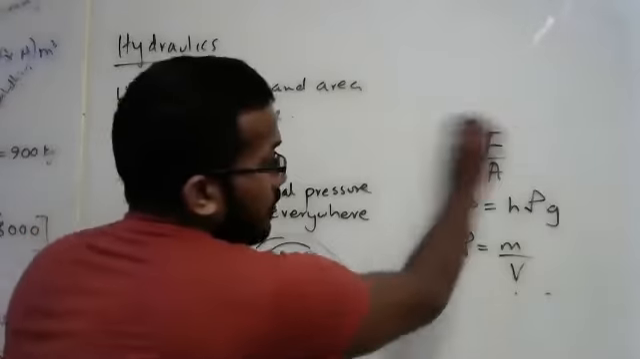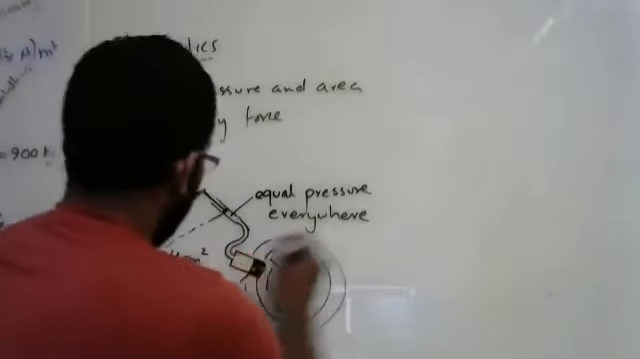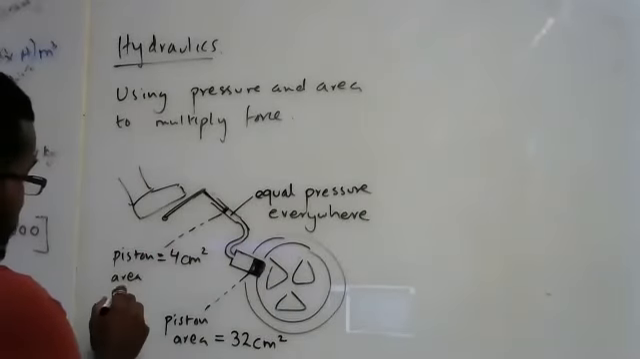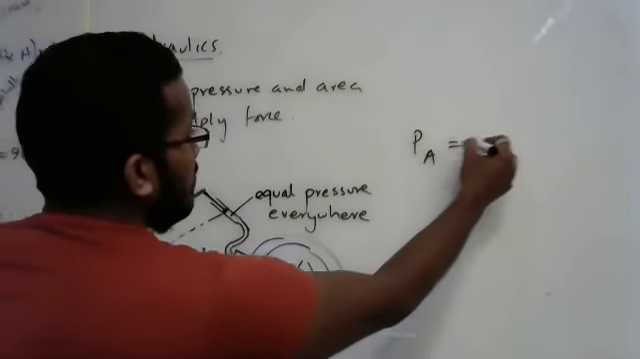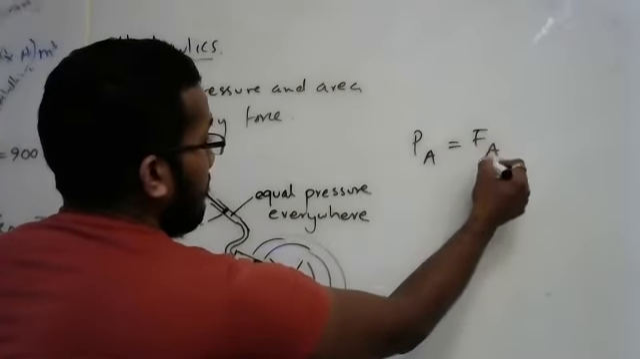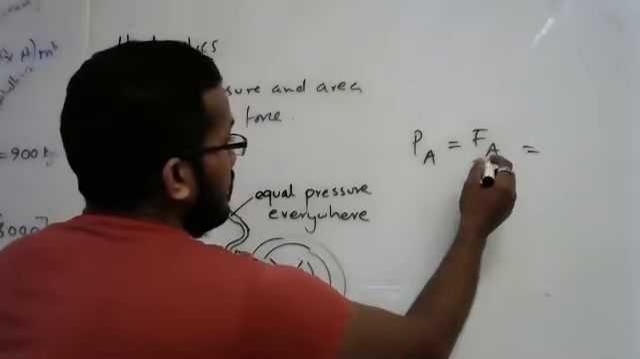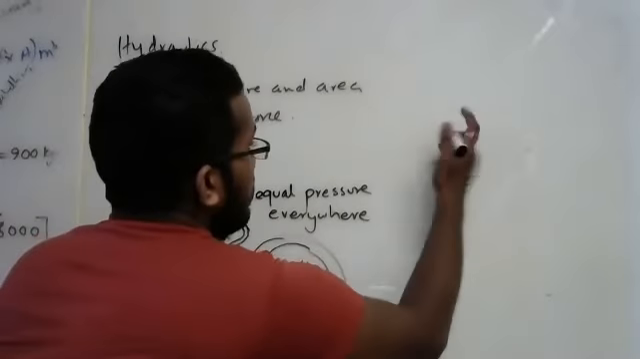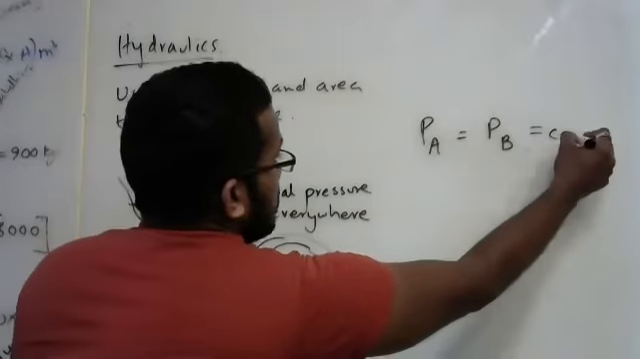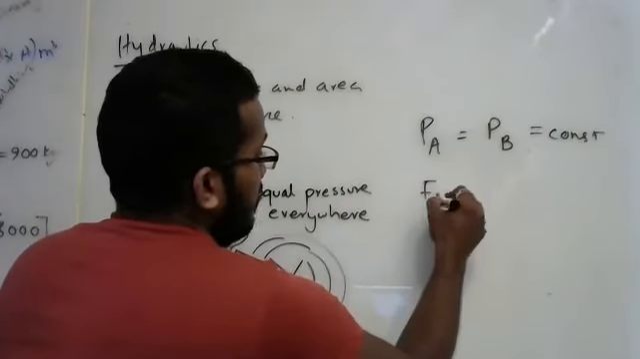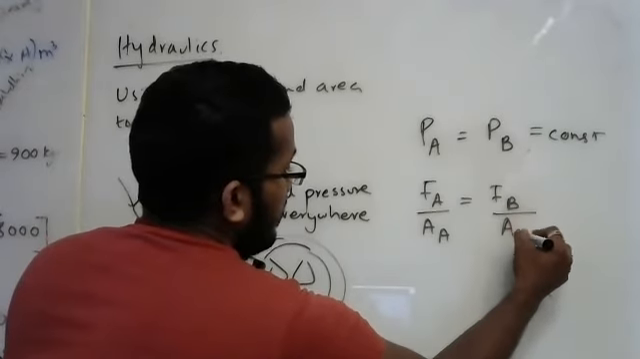Now, this is just for revision. We'll call this A and this is B. So the pressure at A equals force at A over area of A, right? And wait, we can do it like this. Pressure at A equals pressure at B, so that means equals constant. That is force at A over area of A equals force at B over area of B.